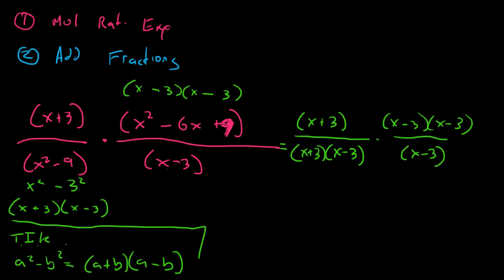And if we play the cancel game, which everybody loves to do because it's the easy part, x plus 3 on the top and the bottom, boom, they cancel. X minus 3 on the top and the bottom, boom, they cancel. X minus 3 on the top and the bottom, boom, they cancel. What do we have? 1. We don't have 0, we have 1, because when everything on the top gets canceled, all that's left is a 1. When everything on the bottom is canceled, all that's left is a 1. 1 over 1 is 1.